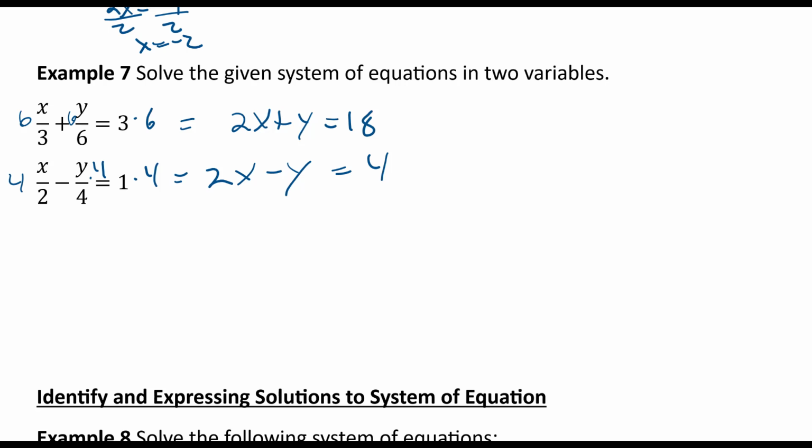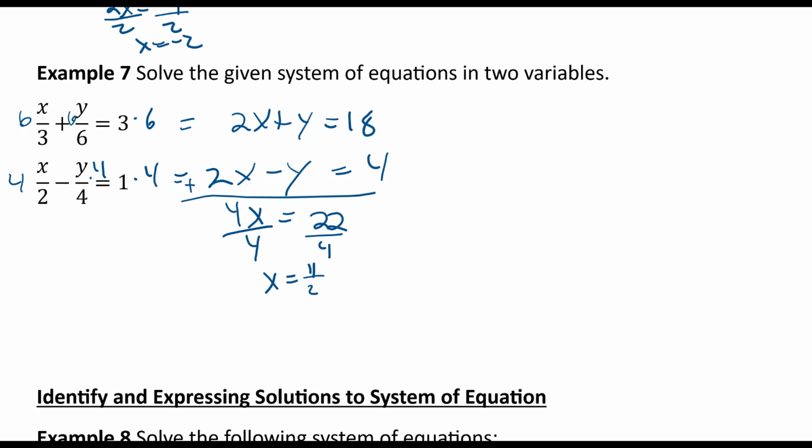My initial approach was going to be to get rid of those x's. But I have a plus y and a minus y. We can save some time right there. If I add them together, I end up with 4x equals 22. So divided by 4, x equals 11 halves. That's not the prettiest, but it's not bad.